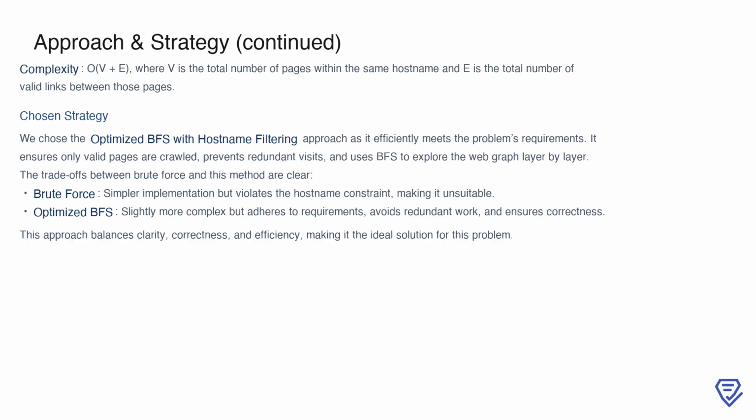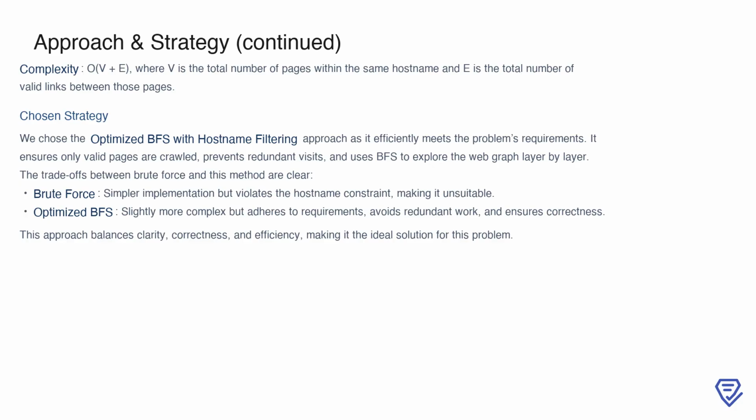Ultimately, we chose this strategy, optimized BFS with hostname filtering, because it provides a clear balance of correctness, efficiency, and adherence to the requirements. Unlike the brute force approach, which is simpler but fails to respect the hostname constraint, this method is slightly more complex but avoids redundant work and ensures we only crawl the necessary pages. By exploring the web graph layer by layer, it guarantees correctness while maintaining clarity and efficiency, making it the ideal solution for this problem.